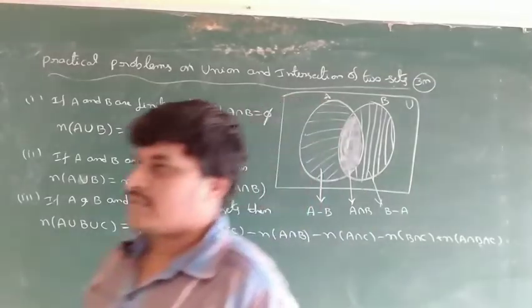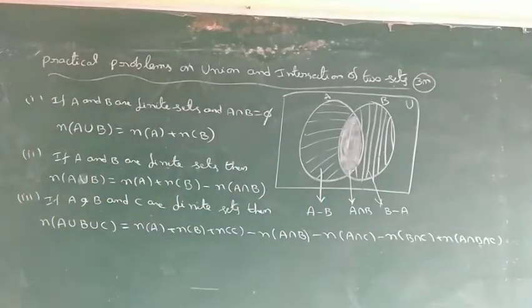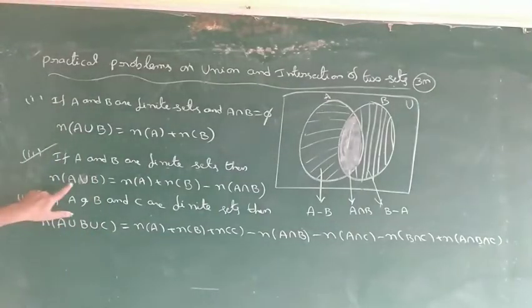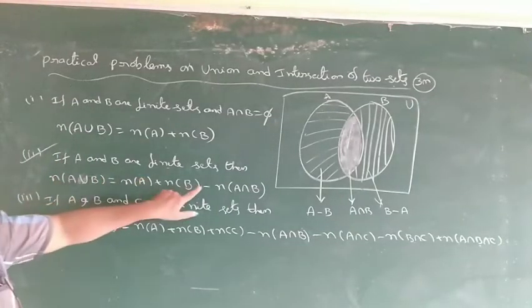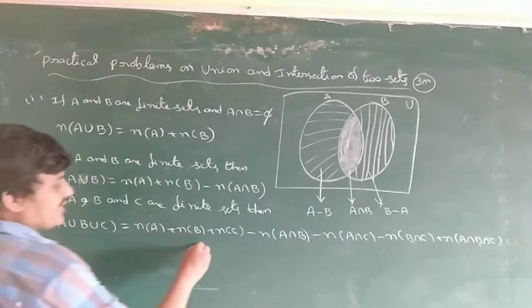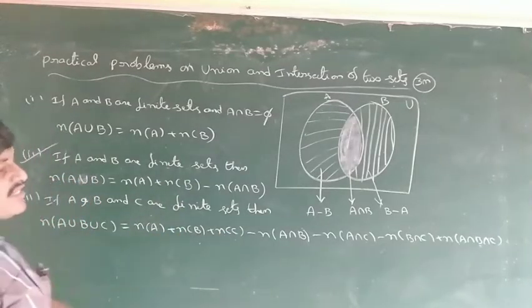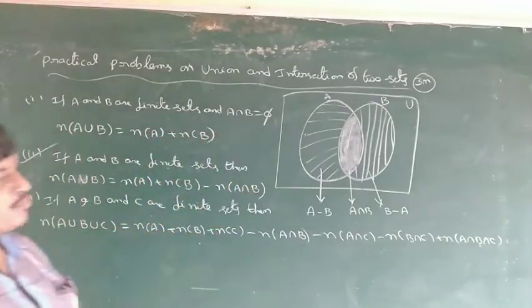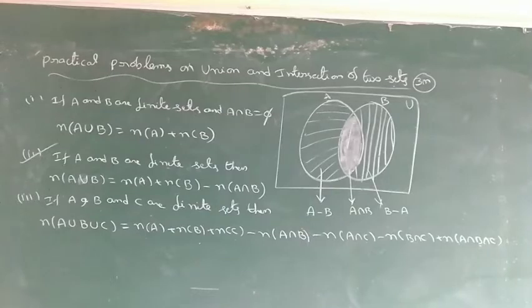These are three formulas. Among them, the second one is very important, for two sets: n of A plus n of B minus n of A intersection B. The third is for three sets A, B, C, with A intersection B, A intersection C, B intersection C, plus the triple intersection of A, B and C.